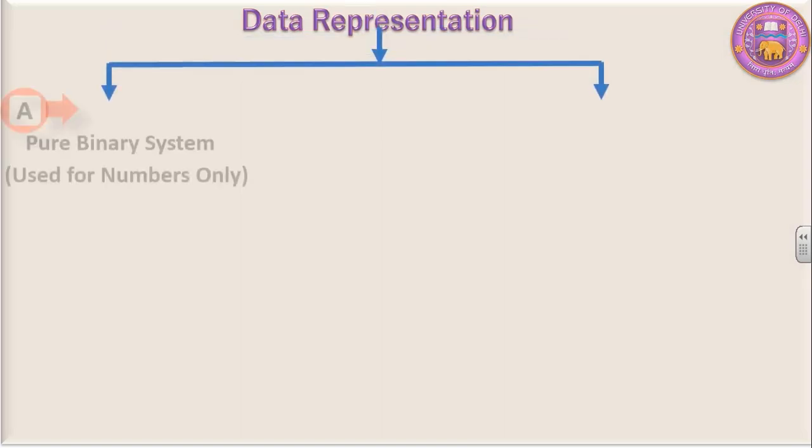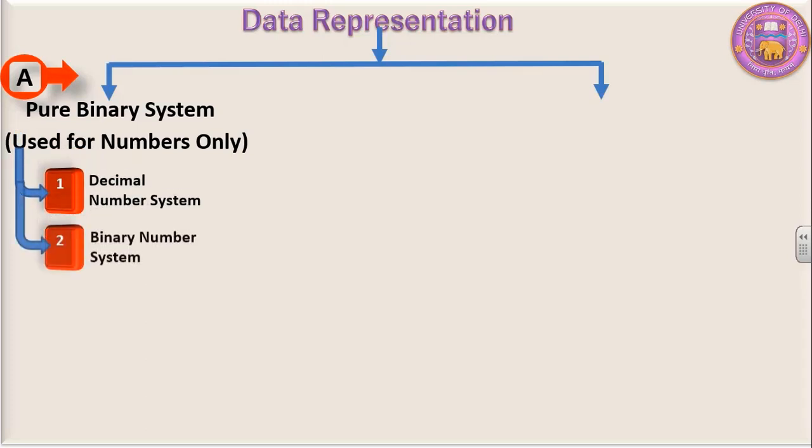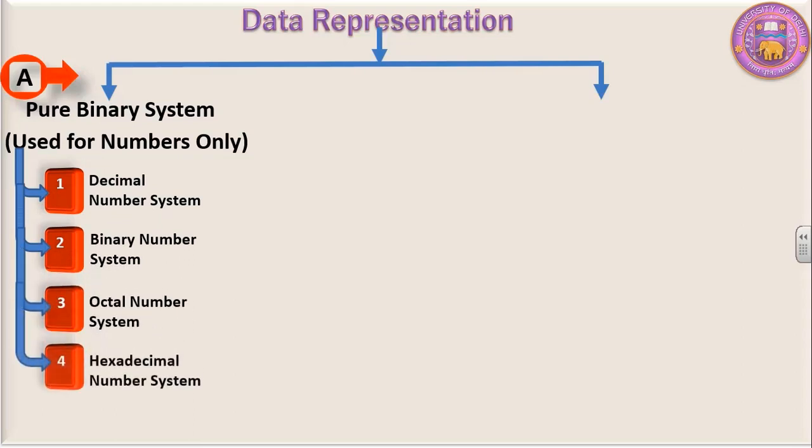The data representation can be made by two ways. One is pure binary system, which is used for numbers only. Like we have decimal number system, binary number system, octal number system, and hexadecimal number system. These are the four pure binary number systems.